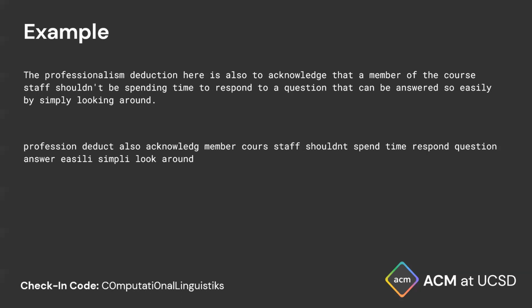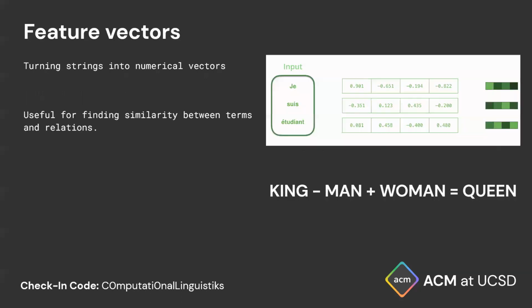So if we go to our next slide, the point of all of this is to turn our strings into numerical vectors. Why do we want to do something like this? Essentially, we need to represent strings in some numerical form in order to make comparisons and also in order to find similar feature vectors.